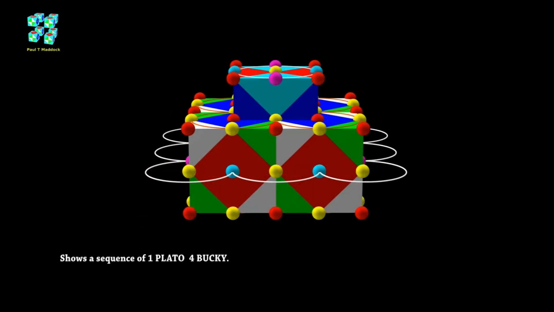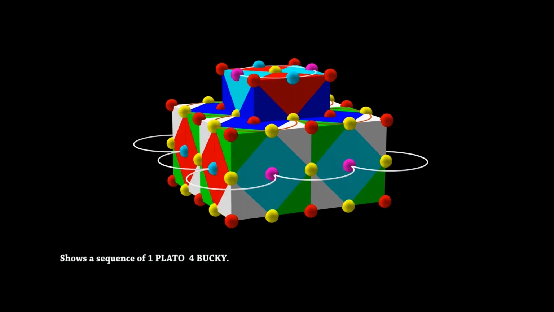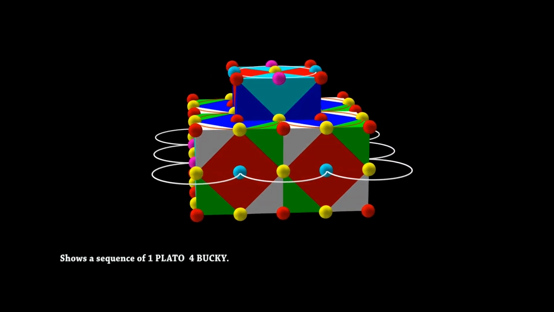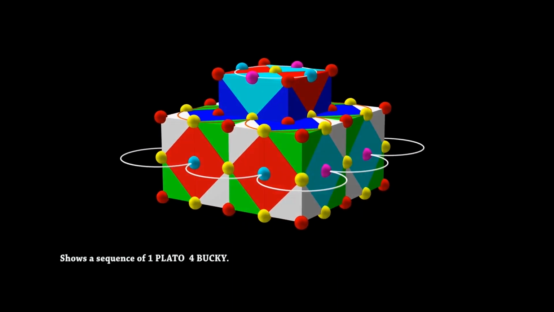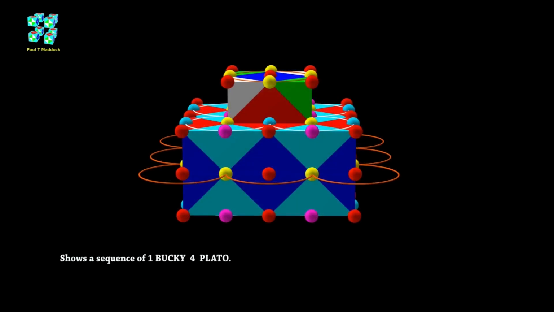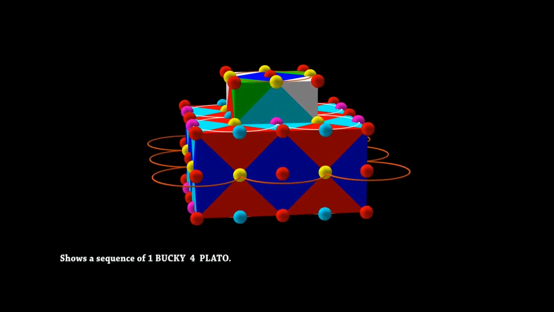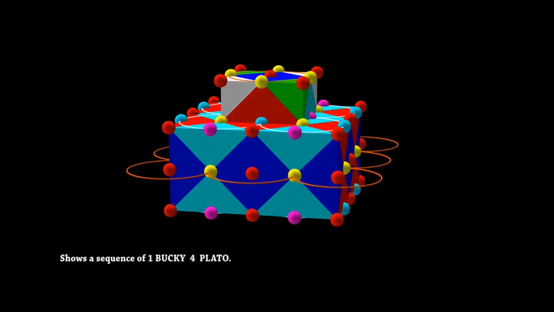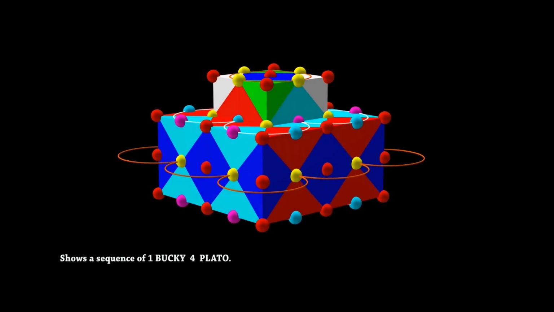Now in front I'm showing you a PLATO cube and 4 BUCKY cubes. Notice that halfway between the cubes you go from one to the other, BUCKY to PLATO or PLATO to BUCKY. Okay, in front you have a PLATO and 4 BUCKYs. Let's switch them around and have a BUCKY and 4 PLATOs. Now this is the beauty of CubicWONDER.